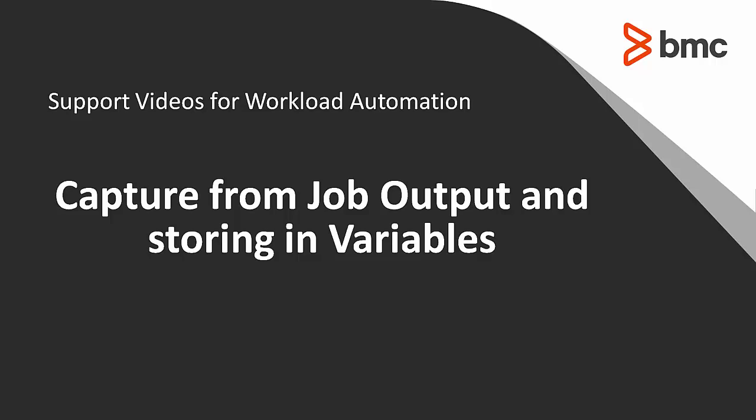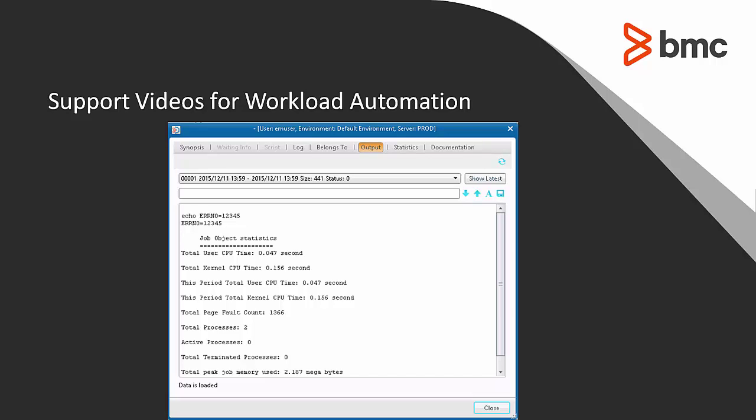In this video, you will learn how to use the new V9 functionality, capture from job output and store in variables. This is an example of a job output. There may be some instances where you want to capture data from the job's output and save it as a variable so that you can reference it in either the current job or other jobs in the stream. For this demo, we will code a job to search for the string errno and capture the portion of that string. Let's proceed.